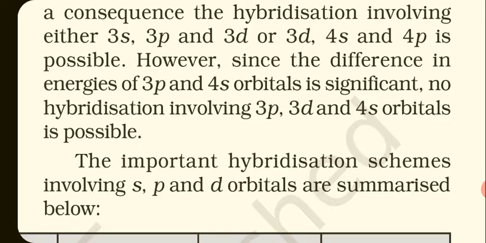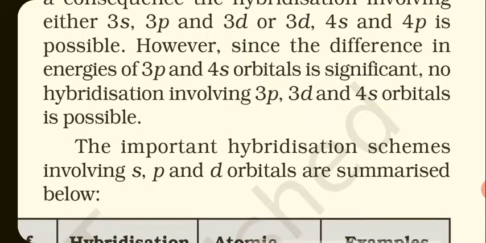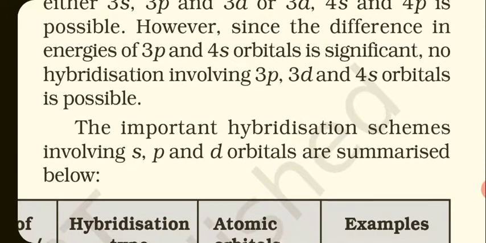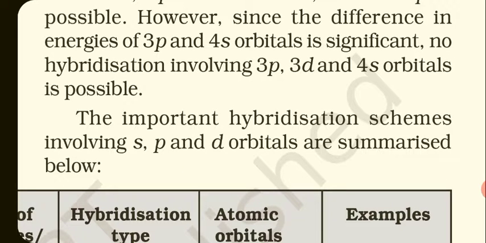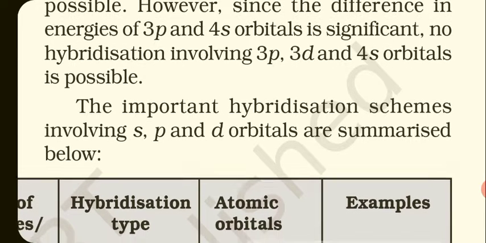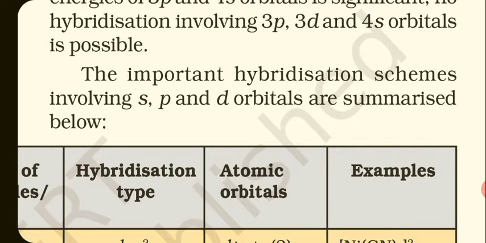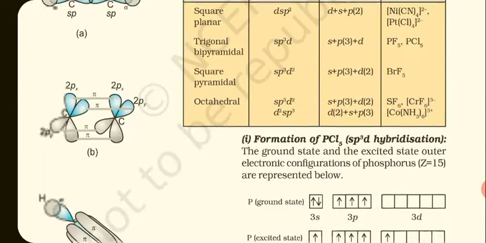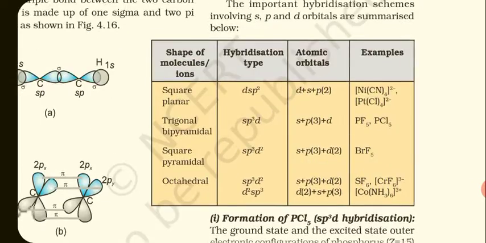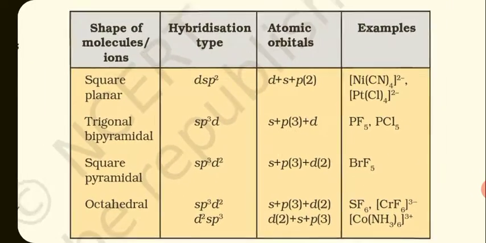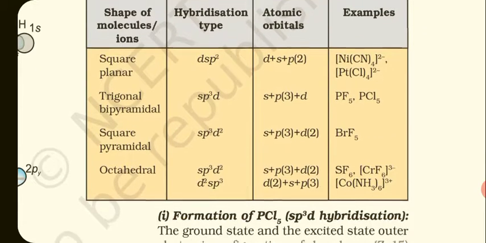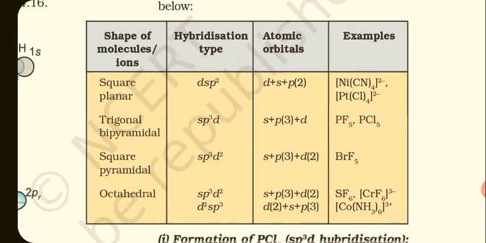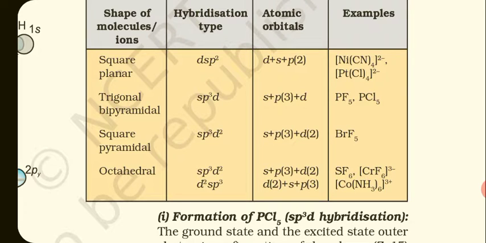So since the difference in the energies of 3p and 4s orbitals is significant, no hybridization involving 3p, 3d and 4s orbitals is possible. So the important hybridization schemes involving s, p and d orbitals are summarized below. As you can see, in the formation of PCl5, phosphorus pentachloride, sp3d hybridization is involved.